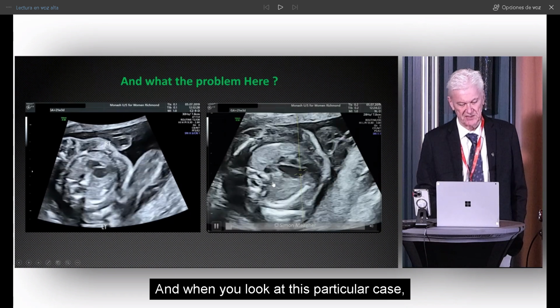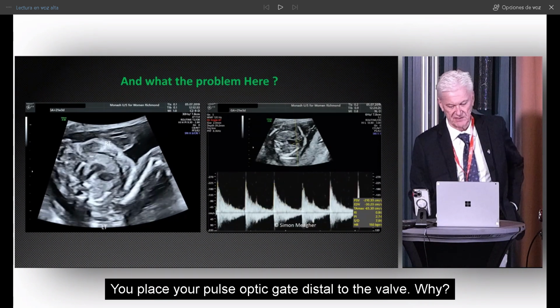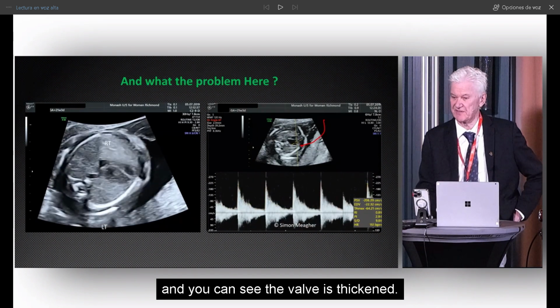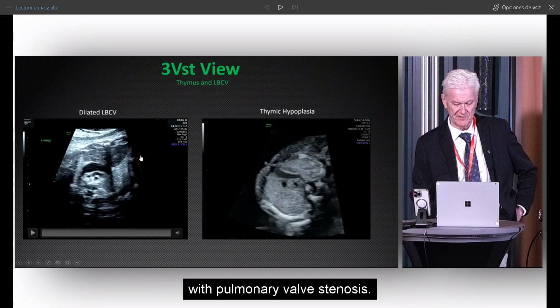And when you look at this particular case, the pulmonary artery is dilated. You place your pulse Doppler gate distal to the valve. Why? Because you brought the right ventricle into view, and you can see the valve is thickened. So it's a right aortic arch, right arterial duct with pulmonary valve stenosis.